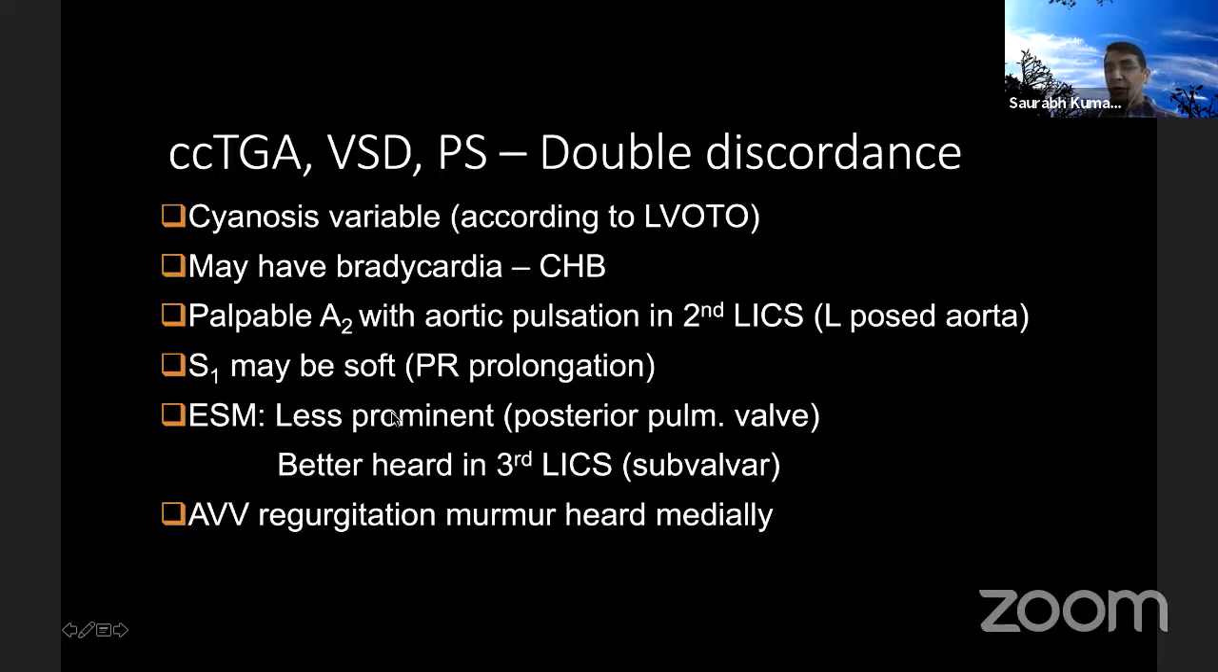So L-posted aorta is one of them, but mind you that this is not one of the most common clinical findings. So in absence of L-posted aorta also, you may consider CCTGA if there are other findings which are indicating. Another important thing which probably I missed out during ECG is presence of complete heart block. If it is present, we must be thinking of CCTGA.